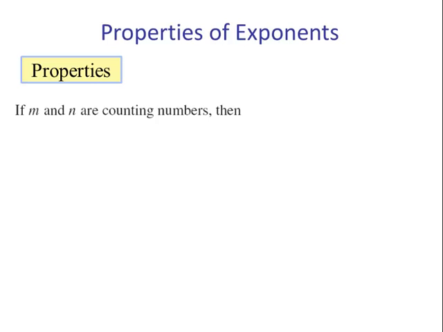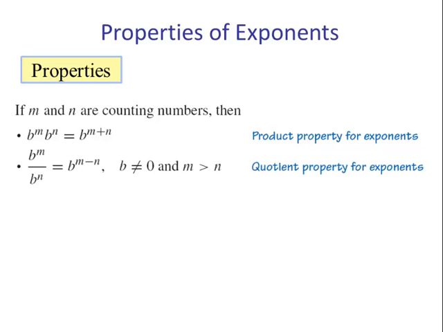Properties of exponents. If m and n are counting numbers, then b raised to the m power times b raised to the n power is equal to b raised to the m plus n power. So when we are multiplying like bases, we add the exponents. B to the m divided by b to the n is b to the m minus n. So when we divide like bases, we subtract the exponents.